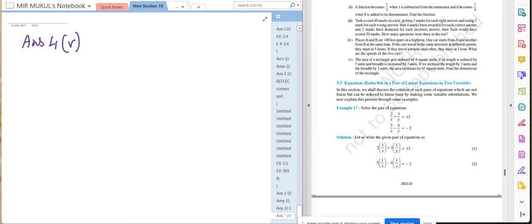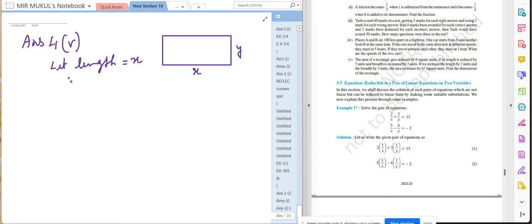So draw a rectangle. Suppose length is x and breadth is y. Let length equal x and breadth equal y. So if length is x and breadth is y, what will be the area? Sir, xy. Xy will be the area.